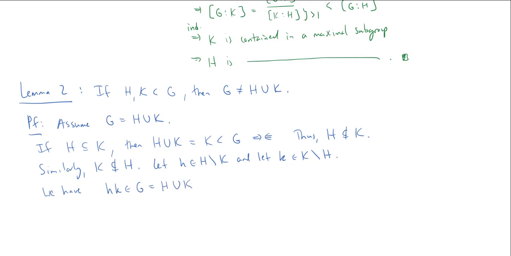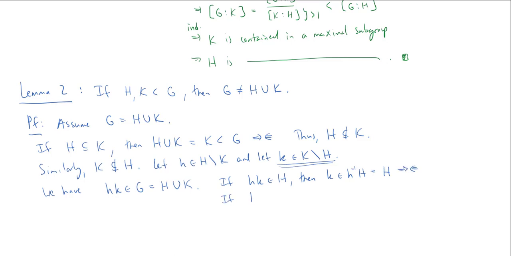So that means that hk, this product, is either an element of H or an element of K or both even. Let's show that that's not possible. So if little k is an element of H, then we would get that little k is an element of H inverse times H. But of course, H inverse is an element of H, and so this coset is actually just equal to H. And this would tell you that little k is an element of H. But our assumption was that little k is not an element of H. So this is a contradiction.